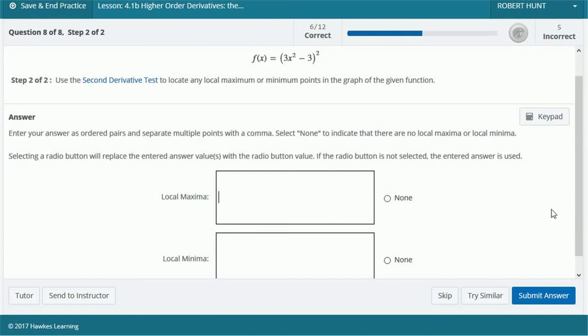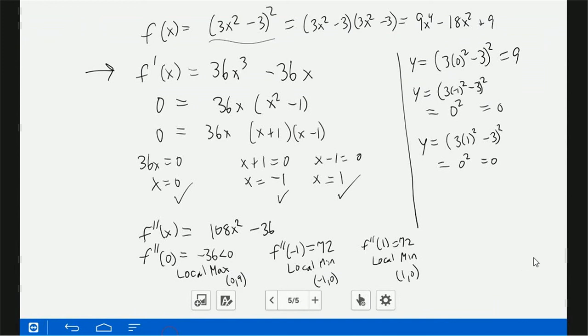Alright, so you have 2 local mins this time. I'm sorry, I didn't show you the screen here. So we took the derivative of the first derivative to get our second derivative. Plugged in each of our critical values to determine local max or min. This one was negative, so it was a max. These two came out positive, so they're mins. All we needed at that point was our y values, so we went back and plugged into the original function. If I plug in 0 in the original, I have 9. I plug in -1, I have 0. Plug in +1, I have 0. So those are our points.